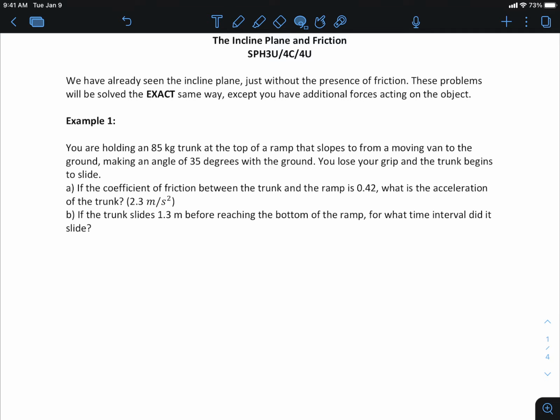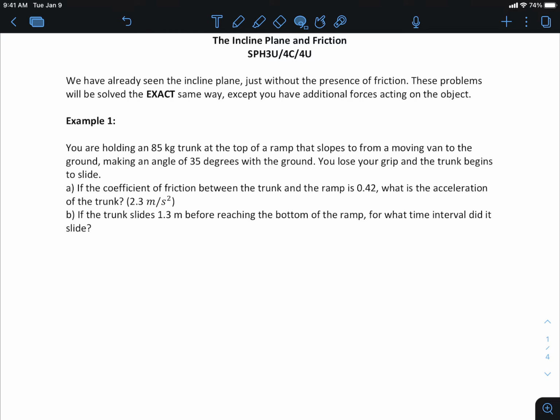The only thing I'm adding today to these inclined plane questions is one force. It's friction. And we know that friction always opposes the motion. So if you know that the block is going to slide down the ramp, then friction has to act in the opposite direction. And that's it. You're just going to have one more force acting in your x direction.